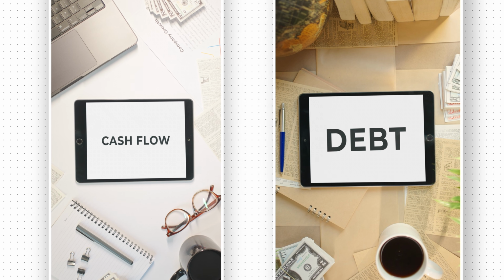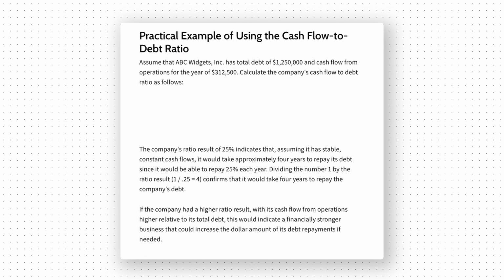In this example from Investopedia for ABC Widgets Incorporated, if we divide its cash flow from operations of $312,500 by its total debt of $1,250,000, we then get a ratio of 0.25 or 25%. Now, if we then take 1 and divide it by that ratio of 0.25, we get a result of 4. This result is the number of years it would take for ABC Widgets to repay all of its company debt.